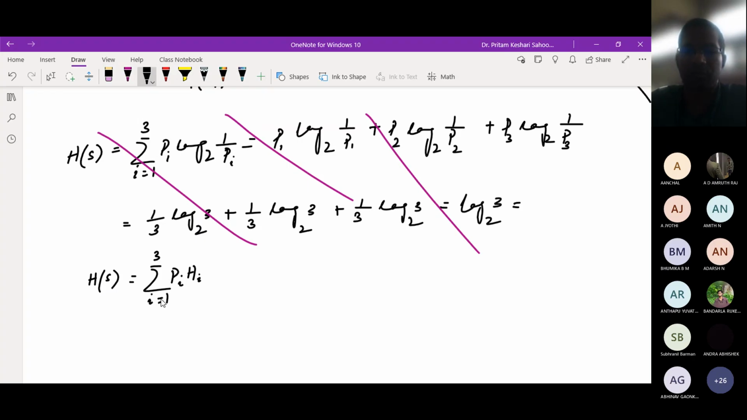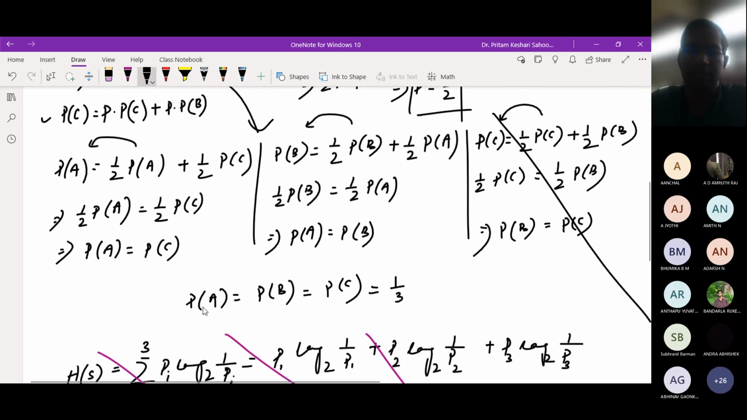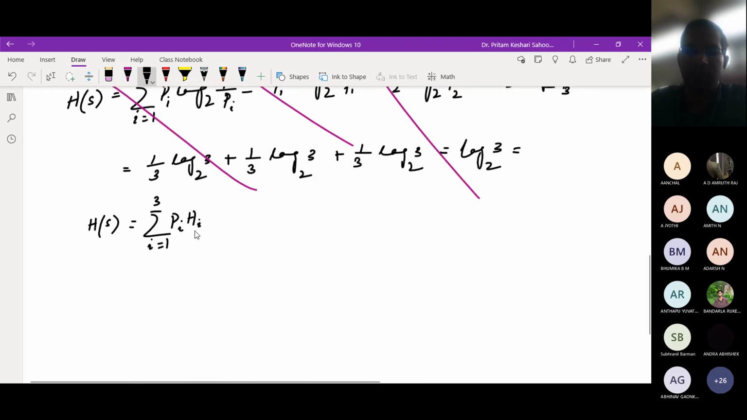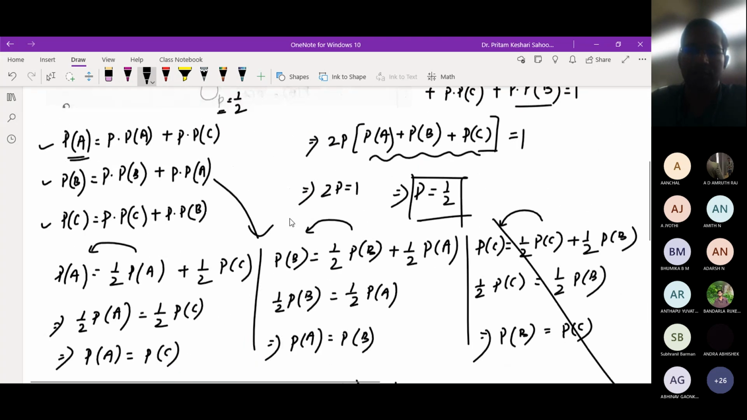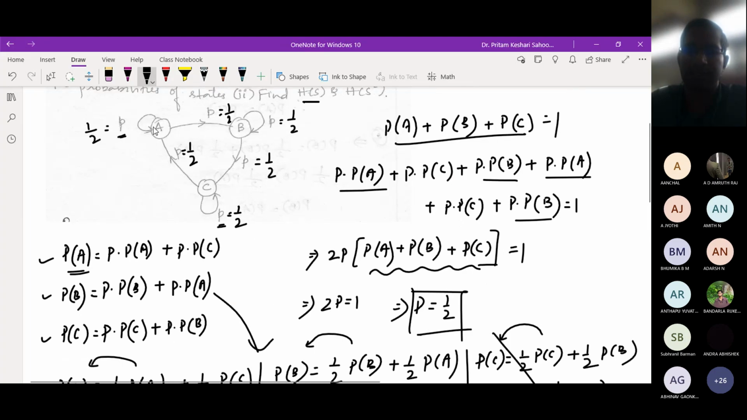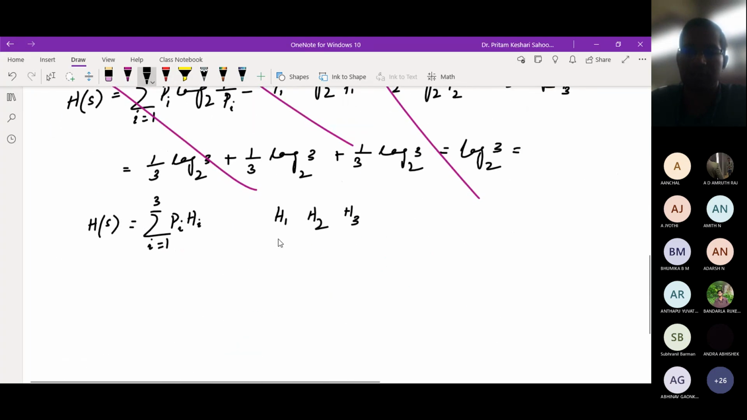What is Pi? Pi is the state probability, that means P1, P2, P3. We have seen that the probability of A, probability of B, probability of C is 1 by 3. And Hi, so what is H1? H1, H2, H3 are the average information of state 1, state 2, state 3. But in this figure, we don't have state 1, 2, 3. We have state A, state B, state C. So H1 is our HA, H2 is our HB, and H3 is our HC.